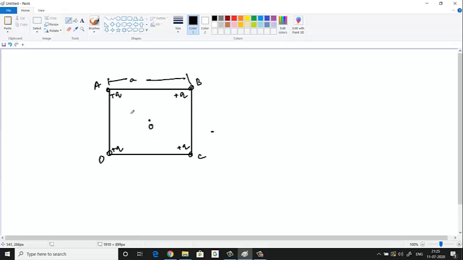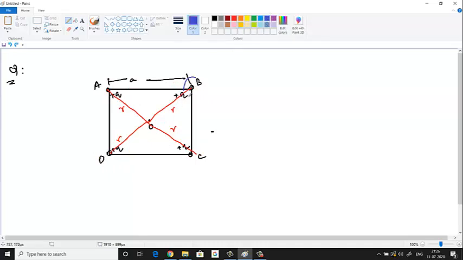Whenever the charges are equal, and if they are equidistant, see, from A to O, the distance is equal to O to B, D to O, C to D. These distances will become A by root 2, but for now, let us call it R. They're all going to be equal, and the charges are anyway equal, plus Q, plus Q, plus Q, and plus Q. So what will the electric field be at the center? Let me show you.